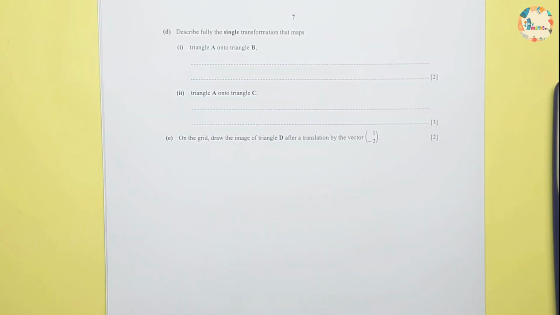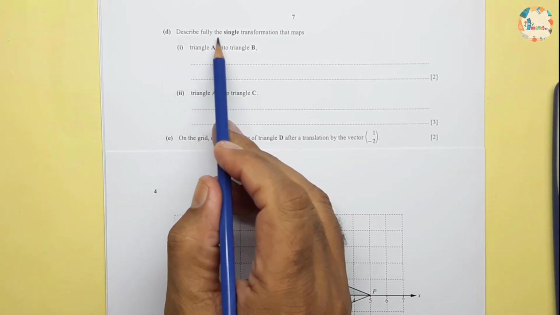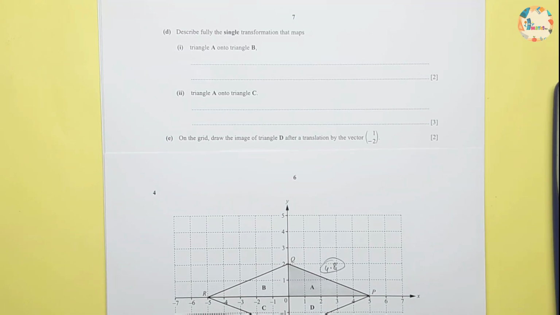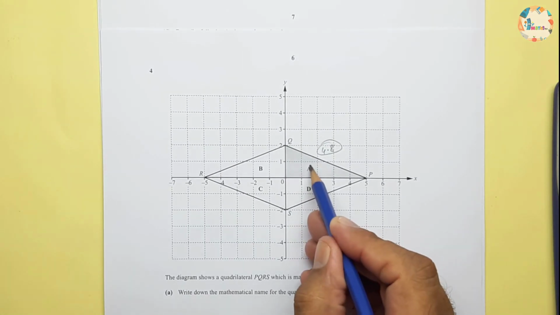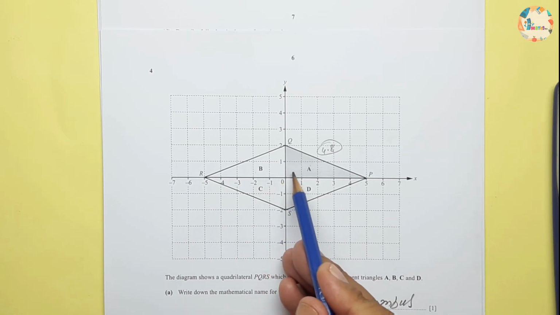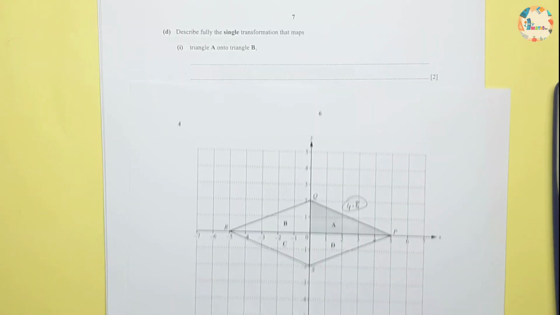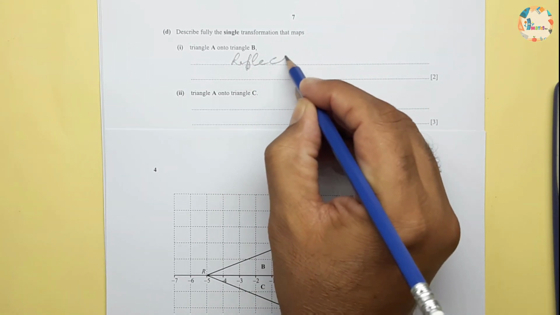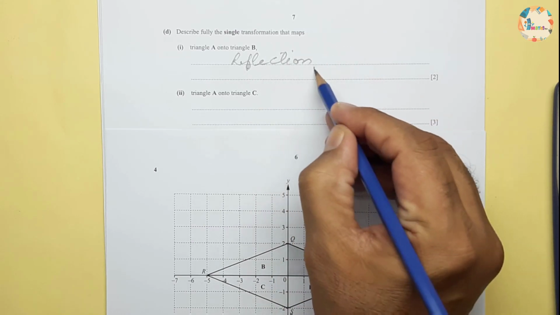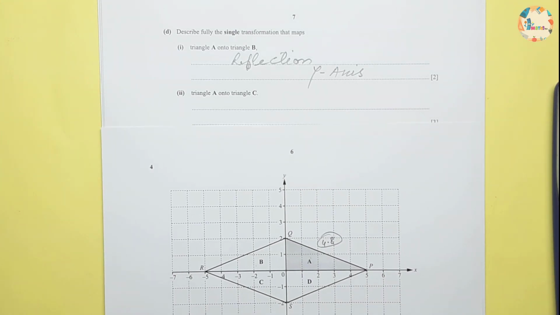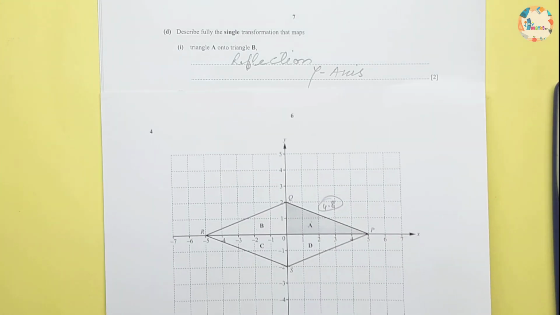Now part D, describe fully the single transformation that maps triangle A onto triangle B. Triangle A is this one and triangle B is this one, and you can see this is a reflection about the y-axis. So we can write here reflection, y-axis. Then triangle A onto C.